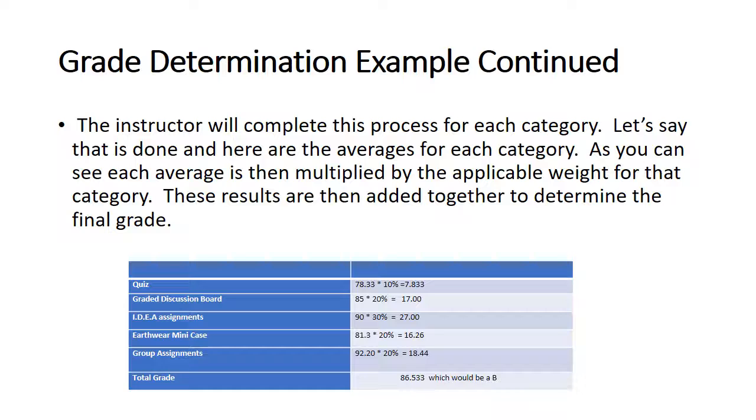I get a 90 average. Multiply that by 30% of the final grade. Earthware, let's say I came up with an 81.3 average on the cases you had done so far. 20% of that would be 16.26, and the same with the group assignments. I would then add up all those results. All of those equal 86.533. If this was the end of the semester, your final grade would be a B.